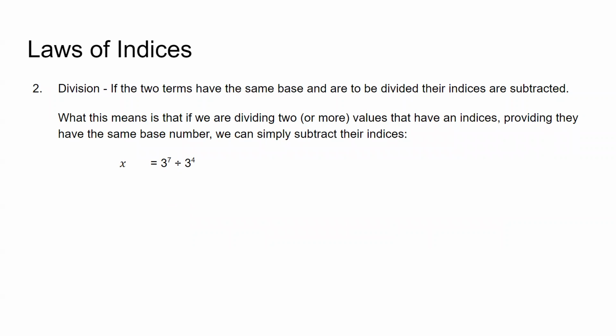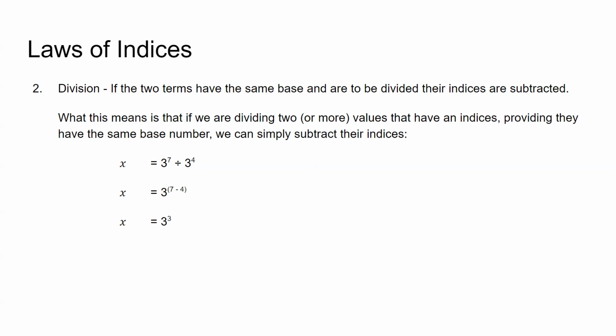The second law is division. If 2 terms have the same base and are to be divided, their indices are subtracted. What this means is we're dividing 2 or more values that have an index. Providing they have the same base number, we can simply subtract their indices, the latter from the former. So here I have x equals 3 to the power 7 divided by 3 to the power 4. 3 is our base number. It's the same. So I'm going to subtract the 4 from the 7 to give me 3.